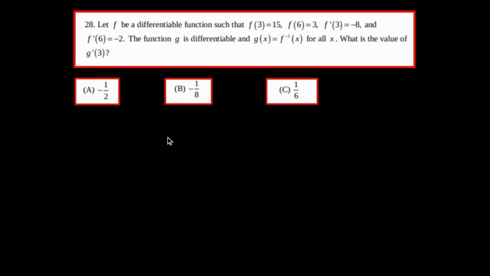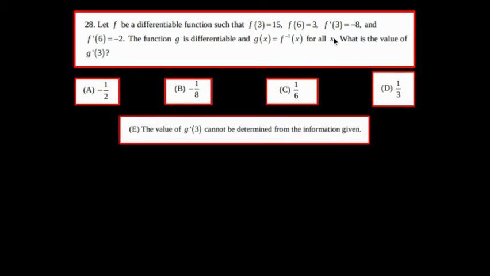All right, second problem. Let f be a differentiable function such that f of 3 equals 15, f of 6 equals 3, f prime of 3 equals negative 8, and f prime of 6 equals negative 2. The function g is differentiable, and g of x equals f to the negative 1 of x for all x. What is the value of g prime of 3? All right, so we're going to need to find what pumps out 3.